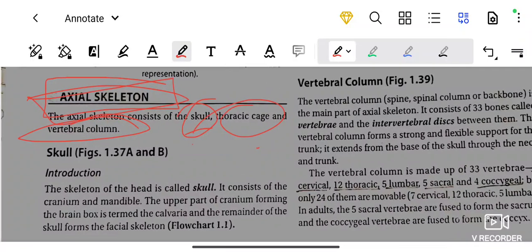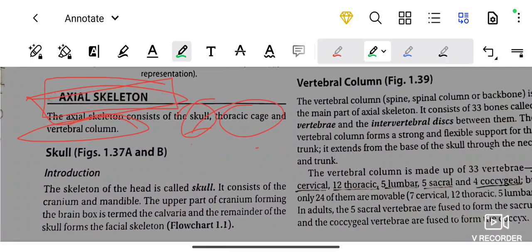Okay, the introduction of the skull. The skeleton of the head is called the skull. It consists of two parts, that is cranium and mandible. Cranium means the upper portion of the skull, and mandible means the lower portion of the skull.